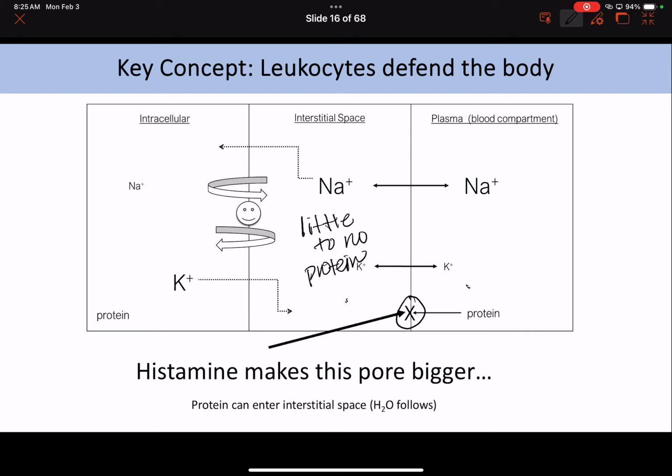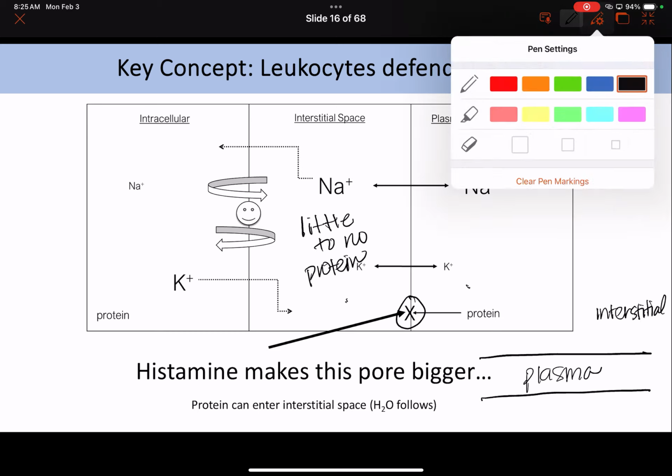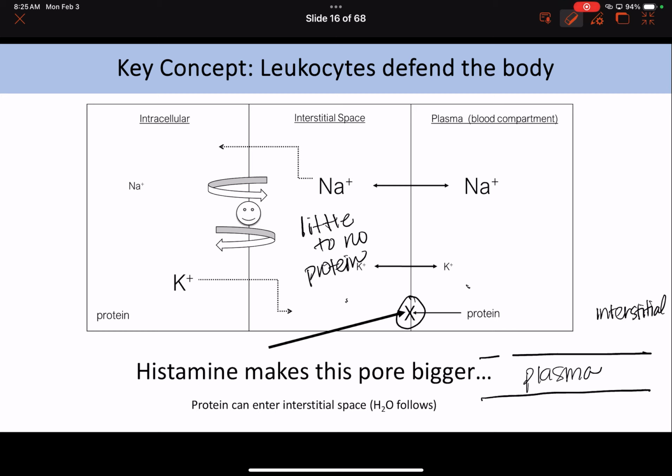But when histamine is released during an allergic reaction, it makes the spaces in between these 2 fluid compartments larger. So again, if this is the plasma, and this is the interstitial space, it's going to create spaces in between the cells that are lining the vessels, specifically the capillaries, and so fluid is allowed to go in and out.